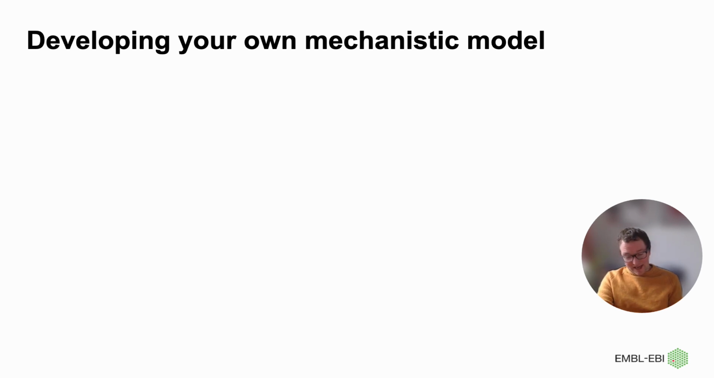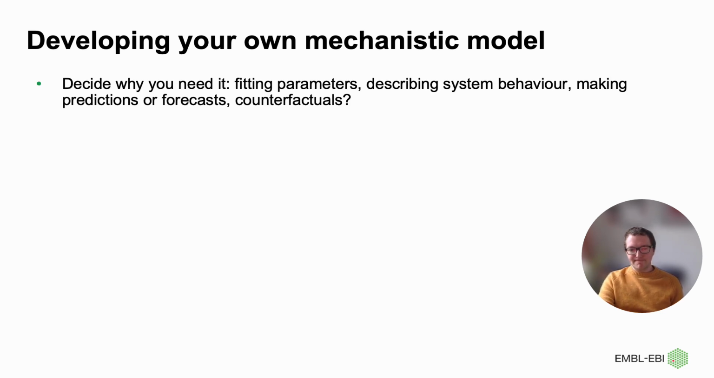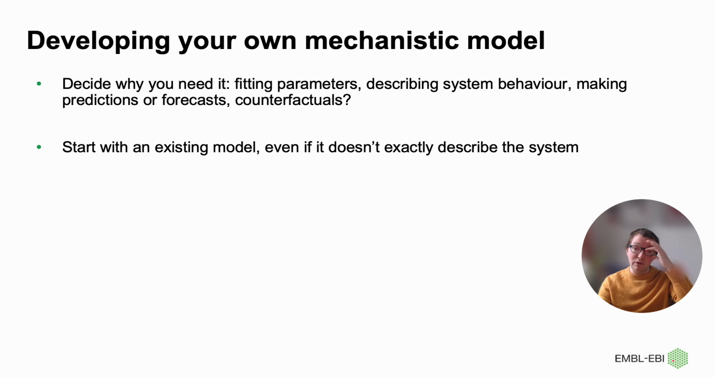So just again in the summary, if you were to want to develop your own mechanistic model of a biological process, how might you do this? First of all, decide what you need your model for. Do I need to use data to fit parameters in the model? Am I going to use it to describe how a system might behave? Do I want it to make predictions or forecasts? Or am I going to do counterfactuals, so if I change a parameter, how does the system behave? Those are the kinds of things you can do with models. But think about that before you start the modelling work.